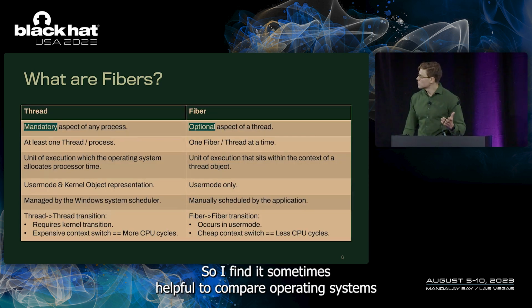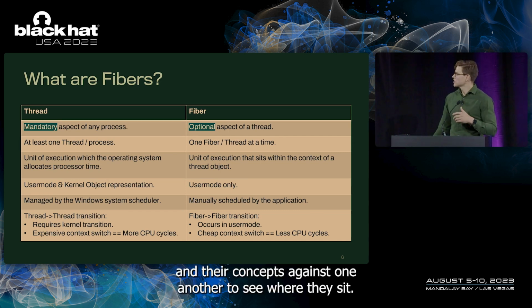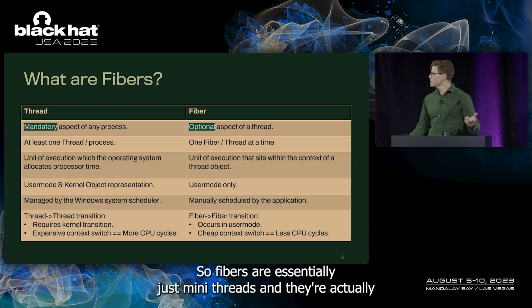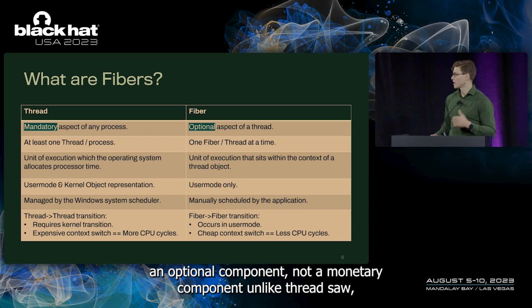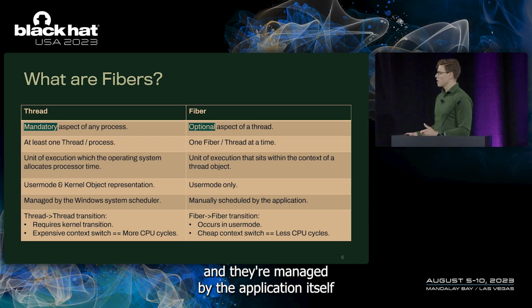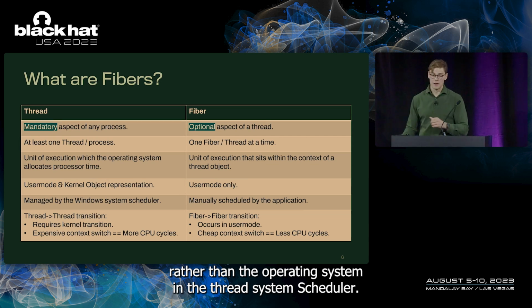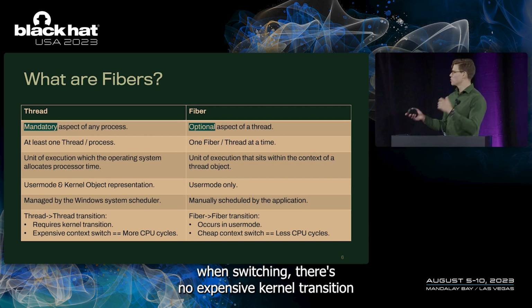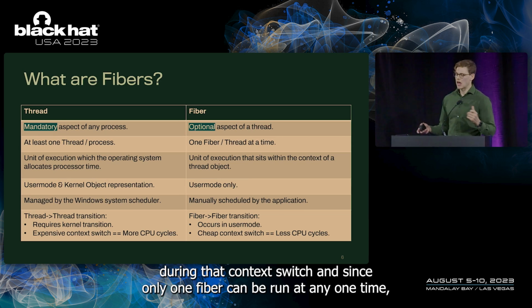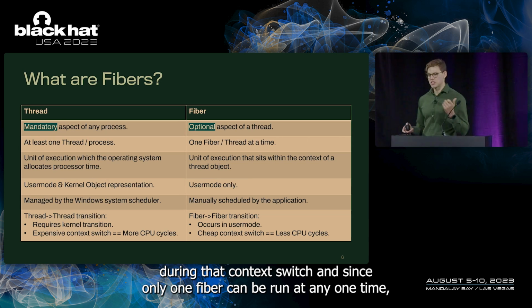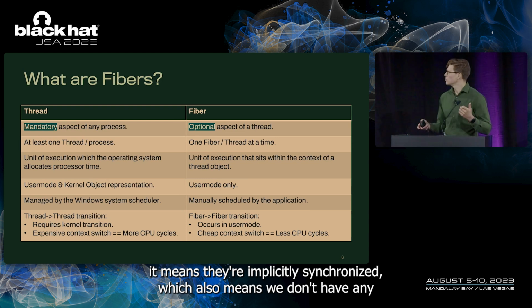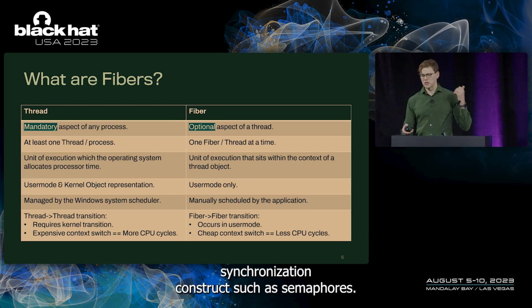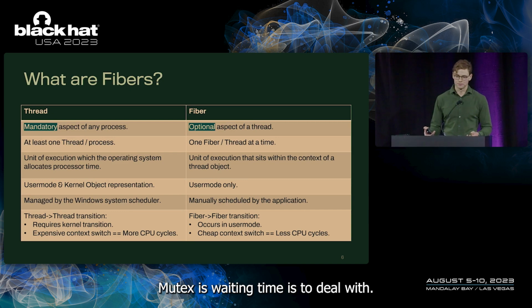I find it sometimes helpful to compare operating systems and their concepts against one another to see where they sit. Fibers are essentially just mini threads, and they're an optional component, unlike threads, which are mandatory. They're managed by the application itself rather than the operating system and a thread system scheduler. Because they exist in user mode, when switching, there's no expensive kernel transition during that context switch. And since only one fiber can be run at any one time, they're implicitly synchronized, which also means we don't have any synchronization constructs such as semaphores, mutexes, or waitable timers to deal with.